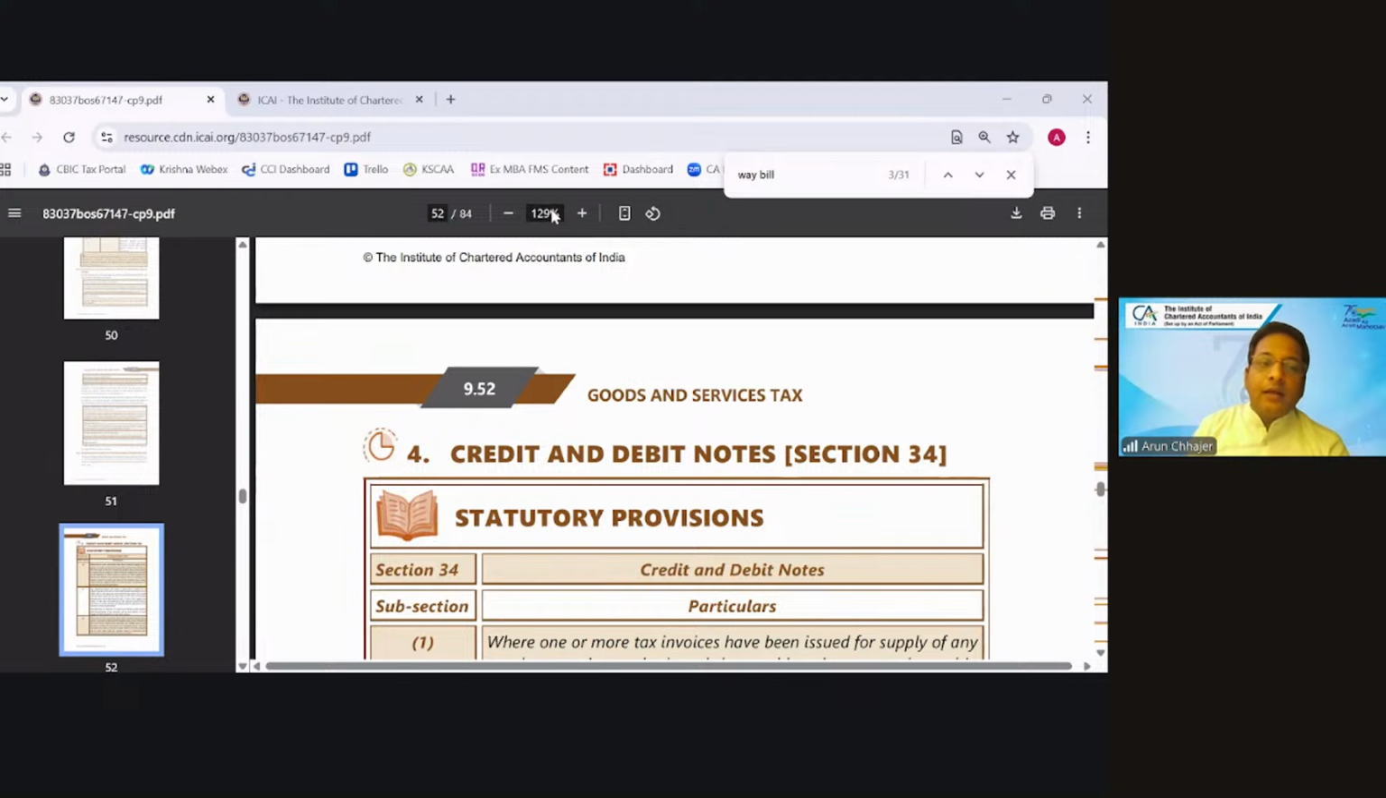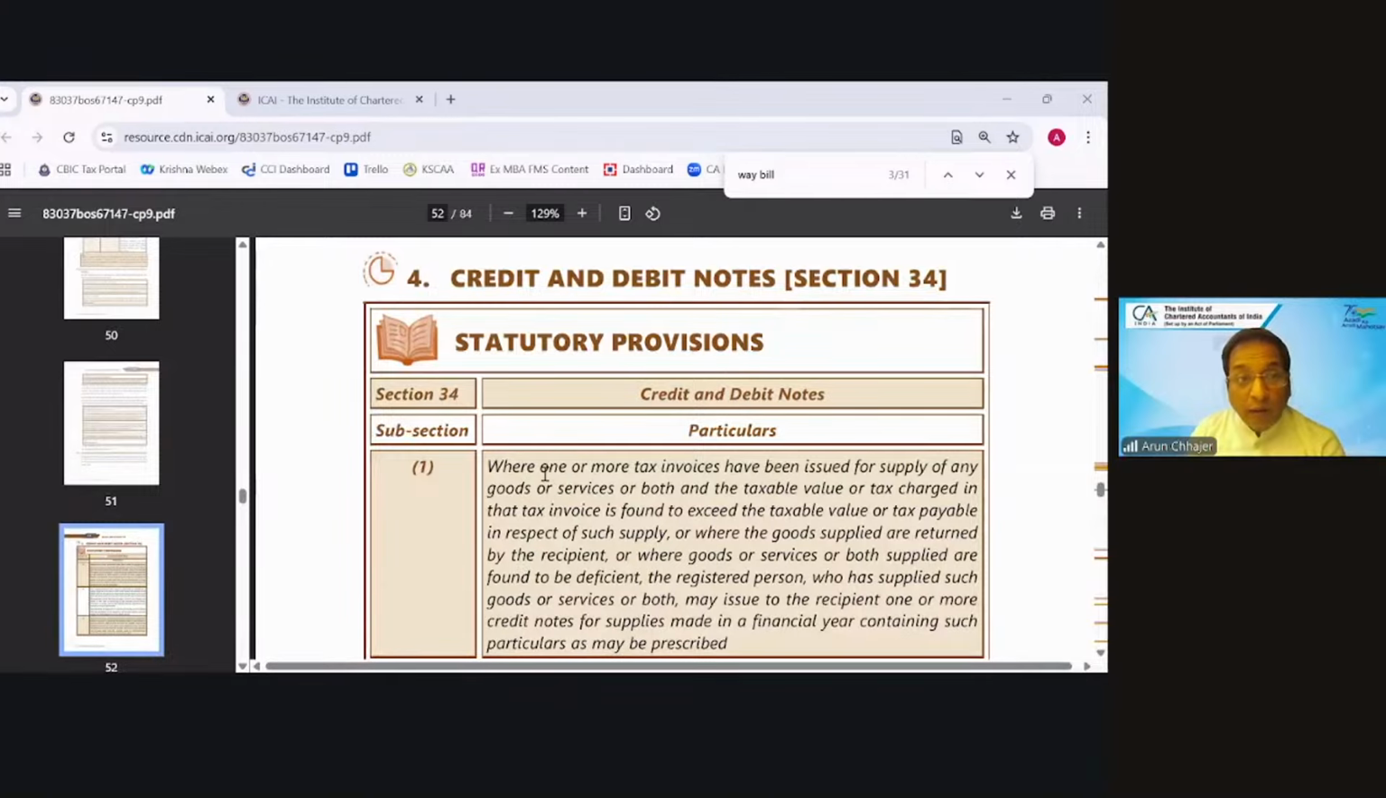The answer is one credit note is allowed. Absolutely correct, Yogesh, Keith, Ayush. It says that they have added the words "or more". On 1st Feb 2019, I'm talking about, they made the amendment and added the words "or more". Similarly, they have added the words "or more" at two places.